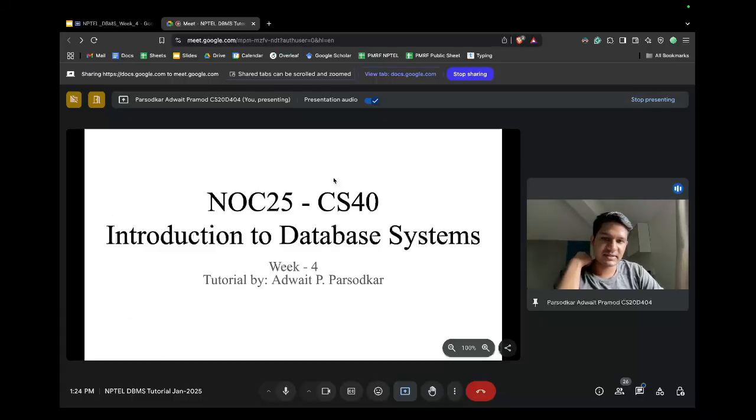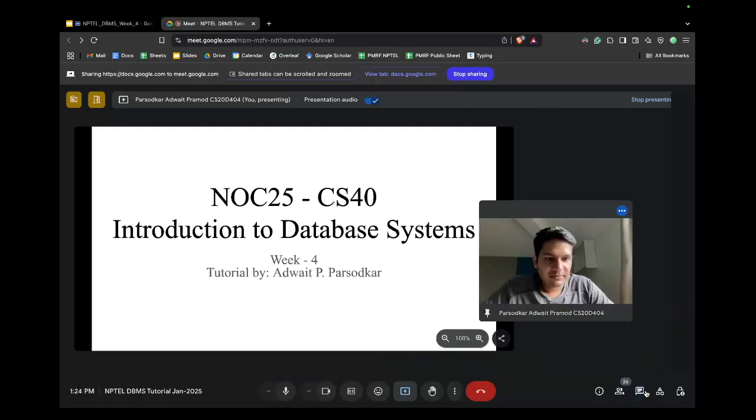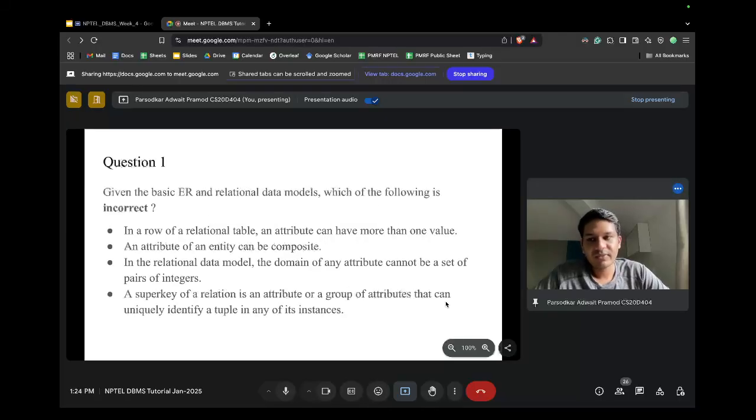Okay, so this is the set of questions for week 4. Now, here is the first question. Given the basic ER and relational data models, which of the following is incorrect? The first option is, in a row of a relational table, an attribute can have more than one value. An attribute of an entity can be composite. In the relational data model, the domain of any attribute cannot be a set of pairs of integers. And the last is, a superkey of a relation is an attribute or a group of attributes that can uniquely identify a tuple in any of its instances.